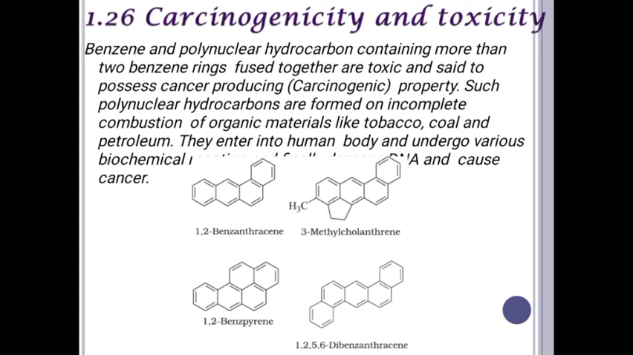Carcinogenicity and toxicity. Benzene and polynuclear hydrocarbons containing more than 2 benzene rings fused together are toxic and are said to possess cancer-producing properties, known as carcinogenic. Such polynuclear hydrocarbons are formed in incomplete combustion of organic materials like tobacco, coal, petroleum, etc. They enter our body and undergo various biochemical actions, mutate our DNA and cause cancer. These are carcinogenic compounds.